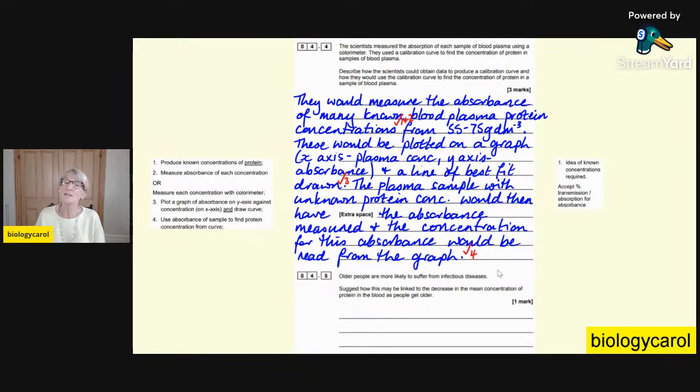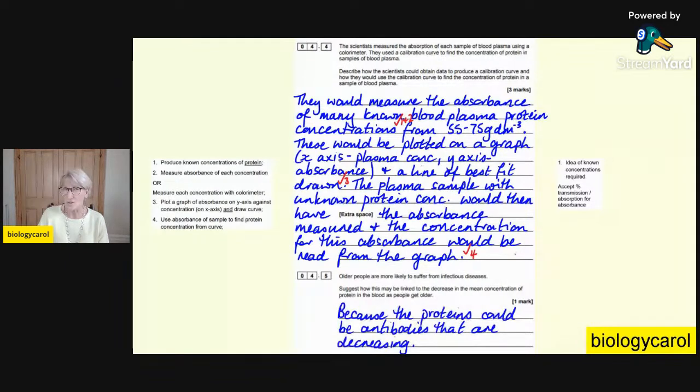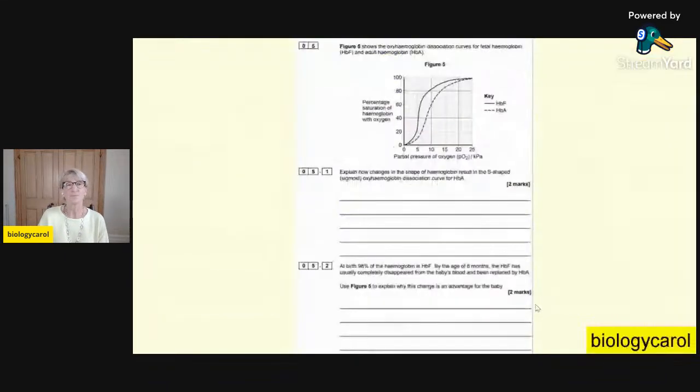Older people are more likely to suffer from infectious diseases. Suggest how this might be linked to a decrease in blood protein as they get older. Well, now we're thinking about what kind of proteins in the blood help with overcoming infectious diseases. And hopefully you thought antibodies like I did, because of course those decreasing protein levels could be because of decreasing antibody levels. So I got that mark.